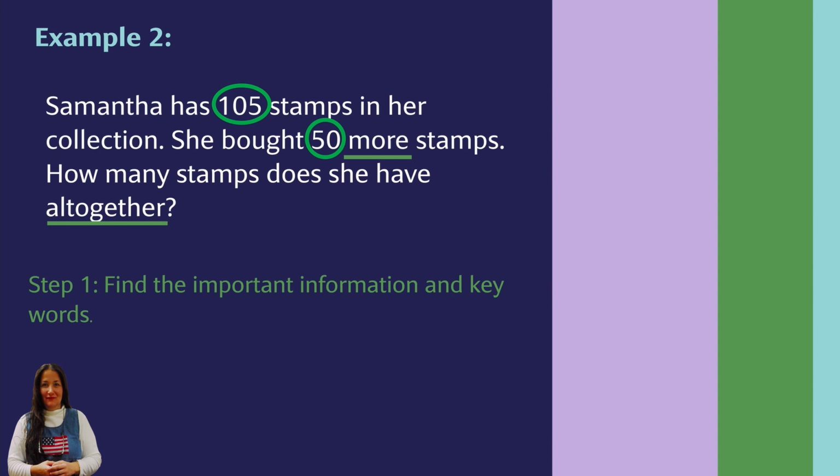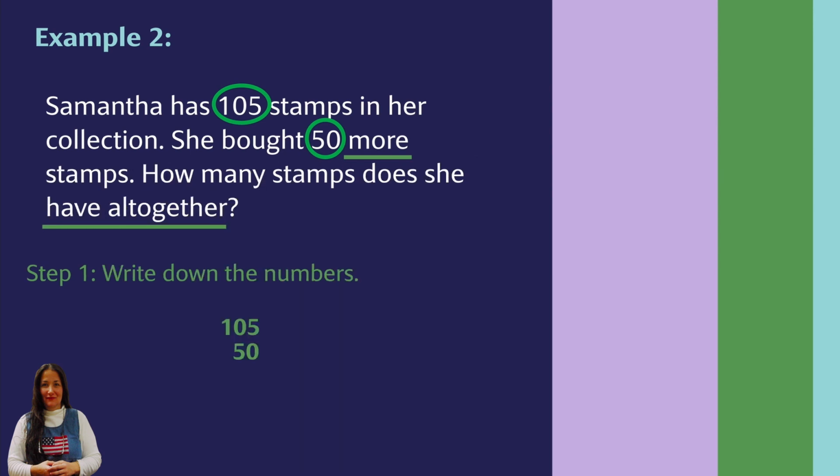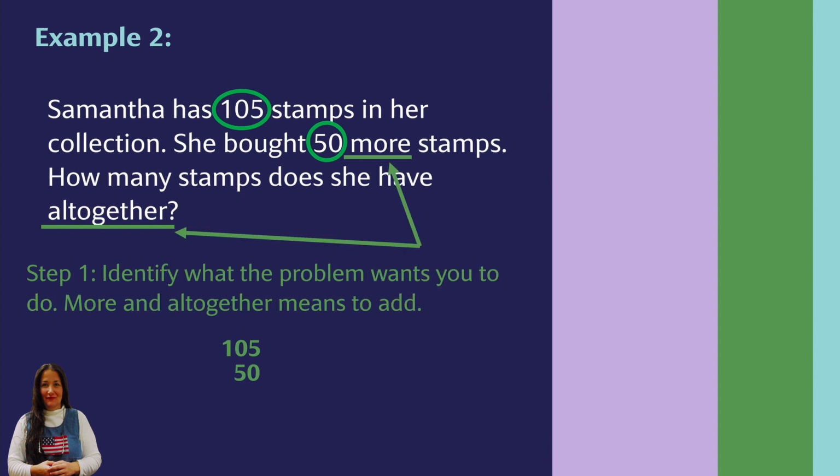She has 105 stamps, 50 more, and the word altogether. Step 1. Write down the numbers 105 and 50. Step 1. Identify what the problem wants you to do. More and altogether means to add.